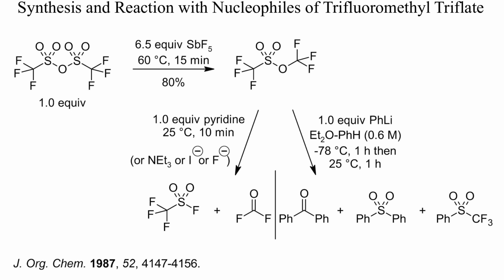Trifluoromethyl electrophiles do not react with nucleophiles as expected. Here, trifluoromethyl triflate was treated with various nucleophiles, for instance pyridine, triethylamine, iodide, and phenyllithium. In none of the experiments did a trifluoromethylation of the nucleophile occur. Sulfur was the preferred site of nucleophilic attack, not carbon.